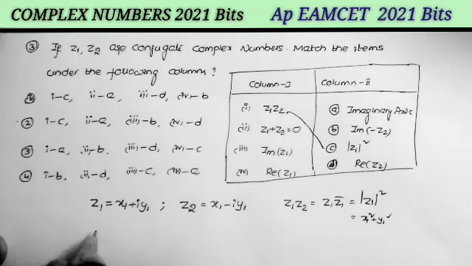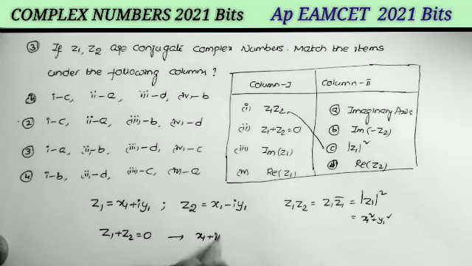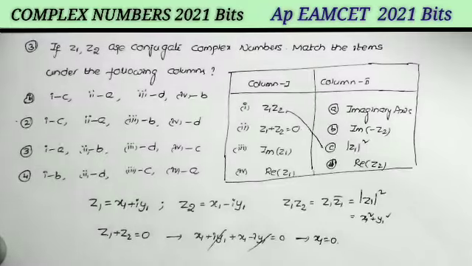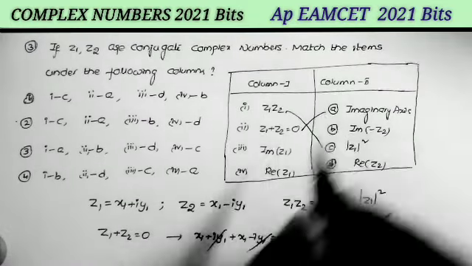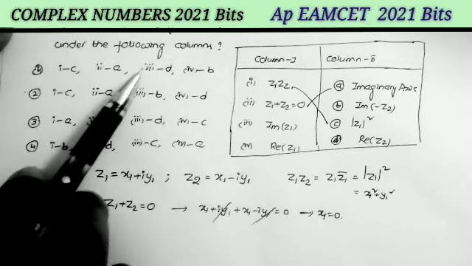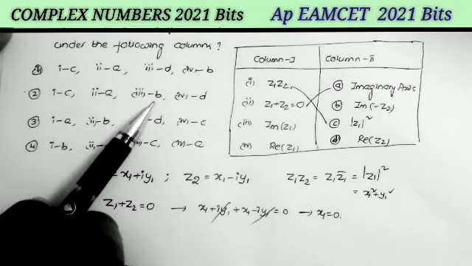Now what is the second one? z1 plus z2 is equal to 0. Then x1 plus iy1 plus x1 minus iy1 equals 0, means 2x1 is equal to 0, means x1 equals 0. So this is nothing but purely imaginary. That is, 2 is connected to A here. Now it is enough to find the third one to get the required answer. The third one's answer is either B or D. We have to check this one only.